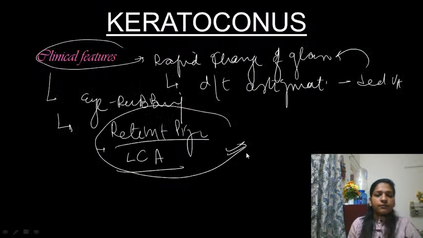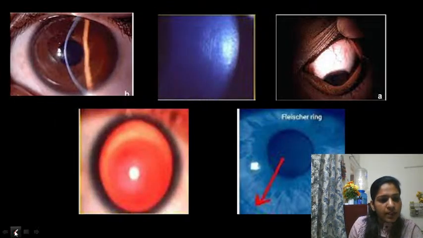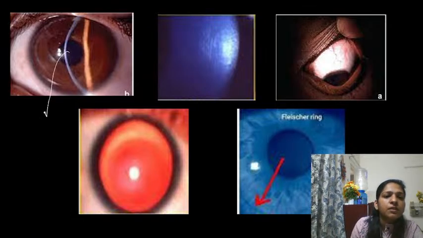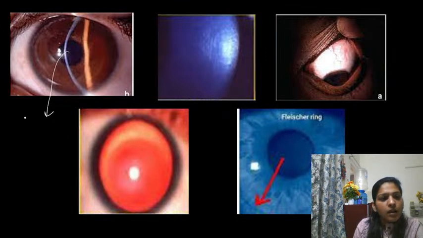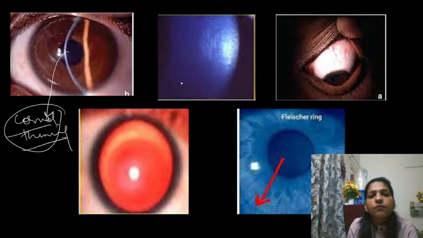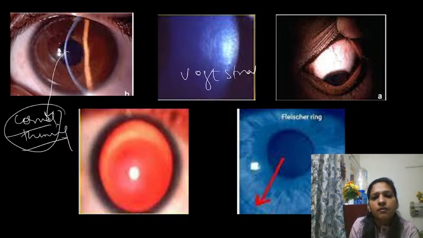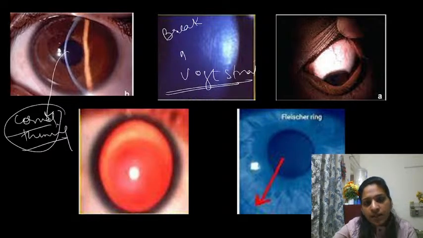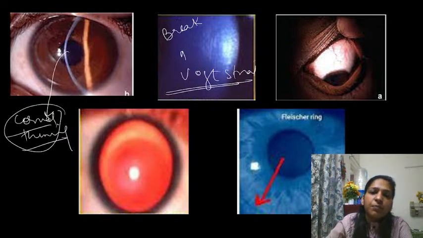Now I forgot to tell you the signs of keratoconus, so we'll discuss them here. In these pictures you can see corneal thinning. In this picture you can see Vogt striae, which are breaks in the Descemet membrane. Due to excessive stretching from protrusion, there occur breaks in the Descemet membrane.